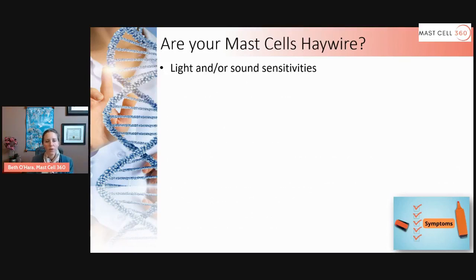So this would be you have trouble listening to music, or you have trouble with the lights being on inside. I used to have to wear sunglasses in the house. Do you have trouble with sunlight? Do you have trouble with fluorescent lights in stores? Things like that. Do you have supplement or medication reactions?